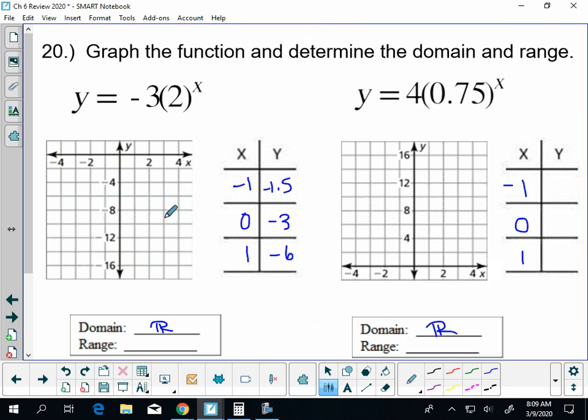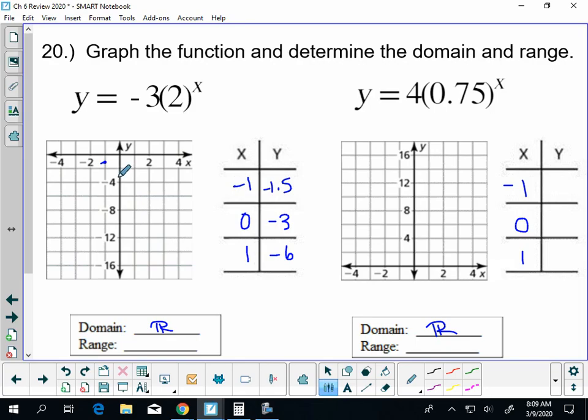So go ahead and graph that. Negative 1, down 1.5. You're going to have to kind of estimate. 0, negative 3. Oops, I think I'm off there. They're counting by twos. And 1, negative 6. We're going to get really close to that x-axis, but don't go through it. My domain is going to be all real numbers. That's not going to change. If you noticed on my range, all my y's are negative, so y is less than 0.